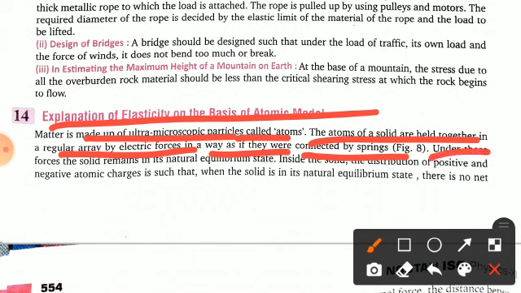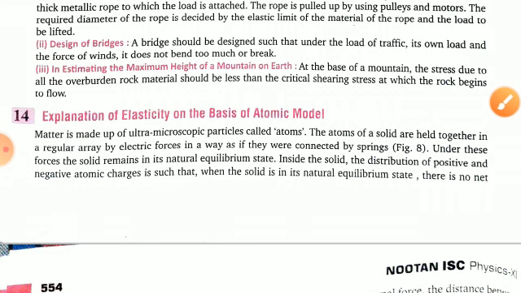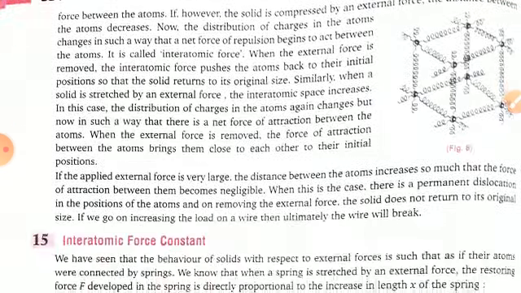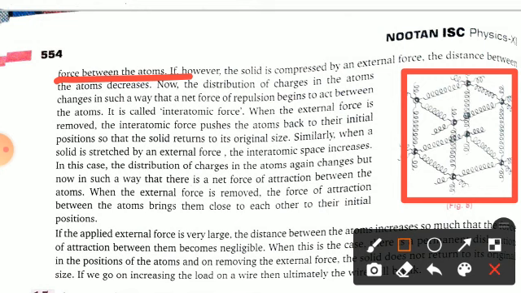So under these forces, a solid remains in its natural equilibrium state. Inside a solid, the distribution of the positive and negative atomic charges is such that when the solid is in its natural equilibrium state, there is no net force between the atoms. Here you can see that in this figure, and from this figure you can understand what I am teaching you.